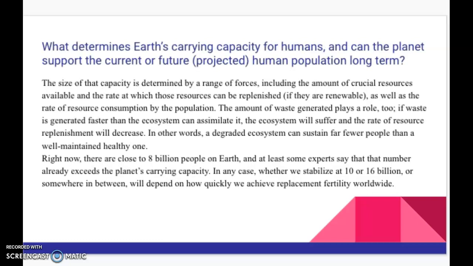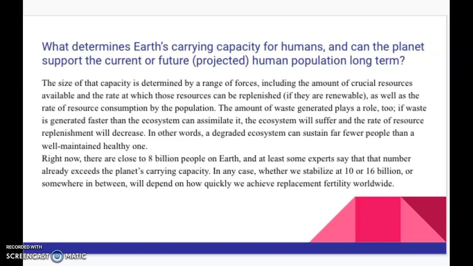What determines Earth's carrying capacity for humans, and can the planet support the current or future projected human population long term? The size of the capacity is determined by a range of forces, including the amount of crucial resources available and the rate at which those resources can be replenished if they are renewable, as well as the rate of resource consumption by the population. The amount of waste generated plays a role too. If waste is generated faster than the ecosystem can assimilate it, the ecosystem will suffer, and the rate of resource replenishment will decrease. In other words, a degraded ecosystem can sustain far fewer people than a well-maintained healthy one.